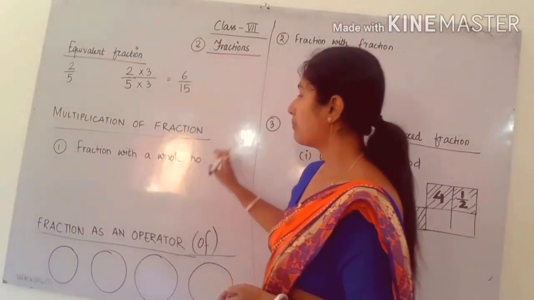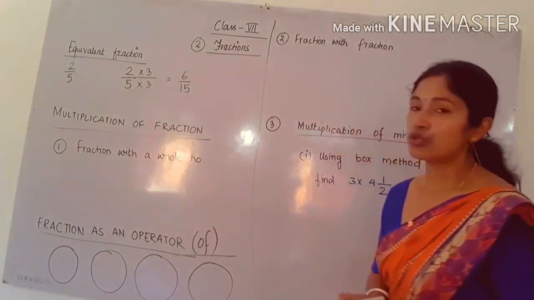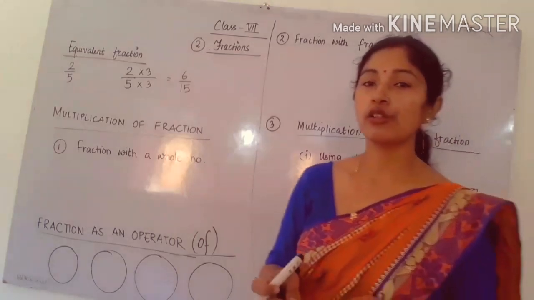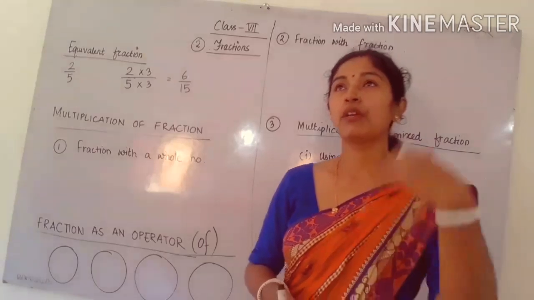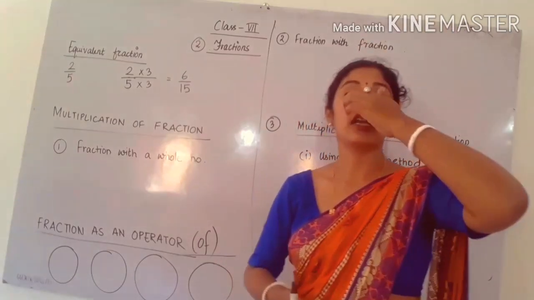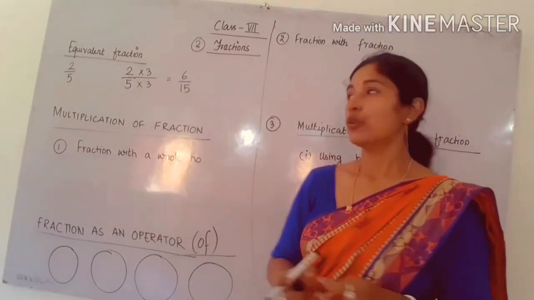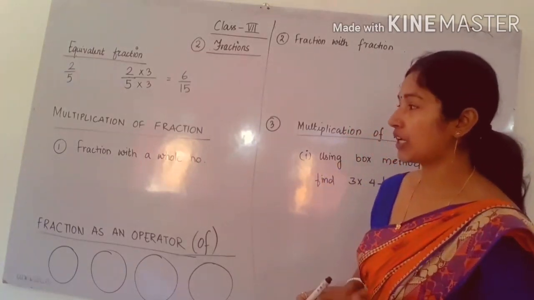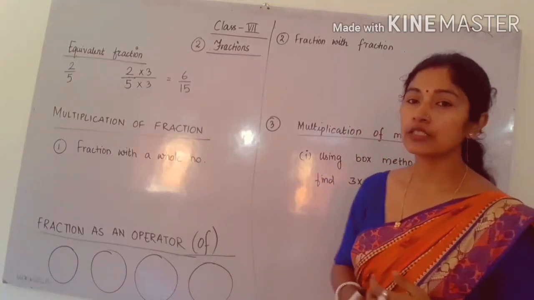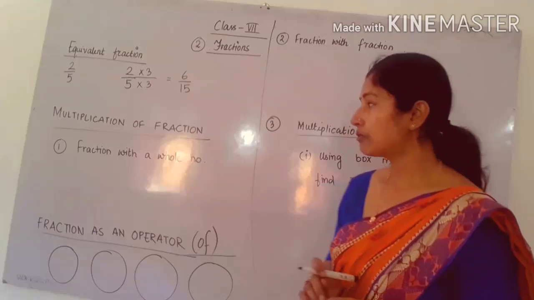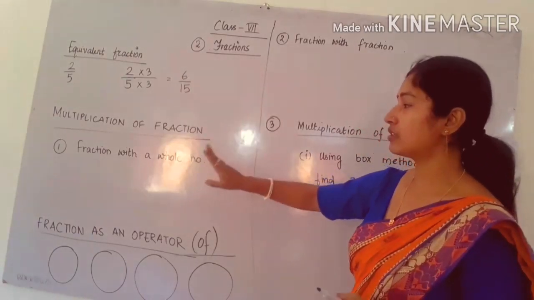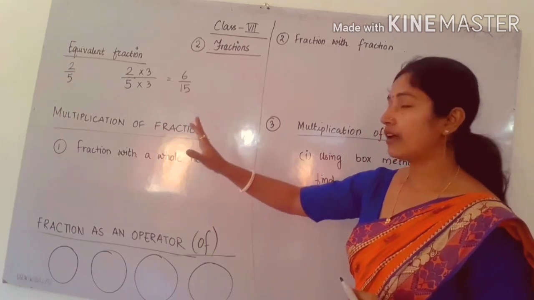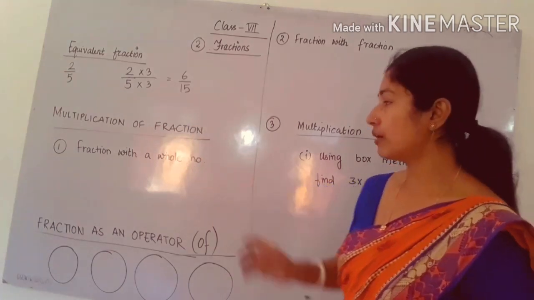Next is multiplication of fractions. In the case of fractions also we will do multiplication and division. In the previous class you have done addition and subtraction of fractions. So here we will first do multiplication of fractions, then next we will discuss division. In multiplication we have 2-3 points. The first point is how to multiply a fraction with a whole number.